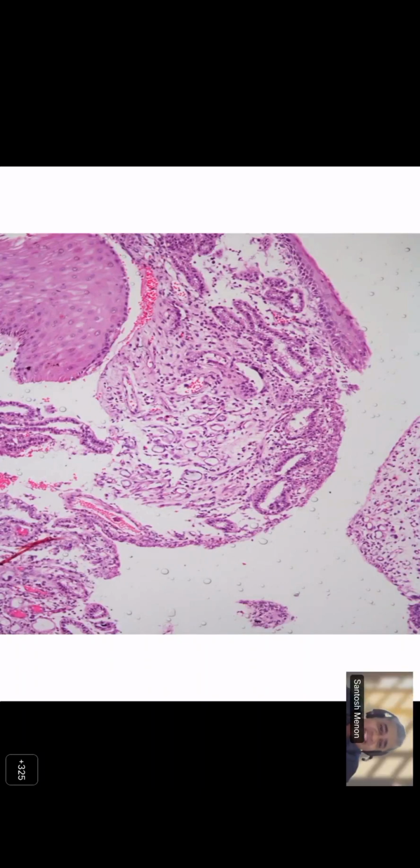So, stratified squamous epithelium, which is showing orderly cell maturation, and beneath this there is a fibrovascular stroma containing capillary-sized blood vessels, some of which are irregular in shape. Occasionally there are glands also, which are quite regular and normal in architecture, and we can also see some edematous changes.